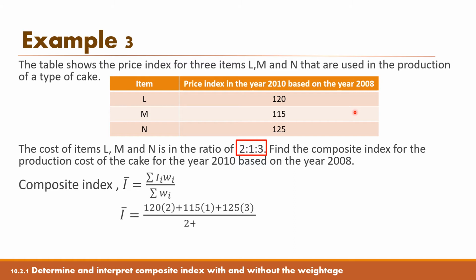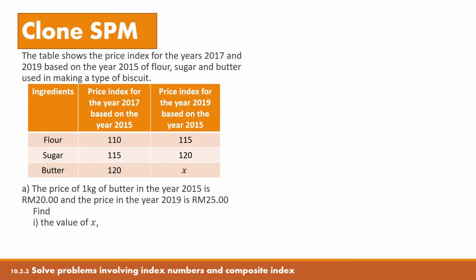120 multiplied by 2 plus 115 times 1 plus 125 times 3 over 2 plus 1 plus 3. And I will get the answer, which is equivalent to 121.67. Next, for learning standard of 10.2.2, let's have a look at the clone SPM questions.